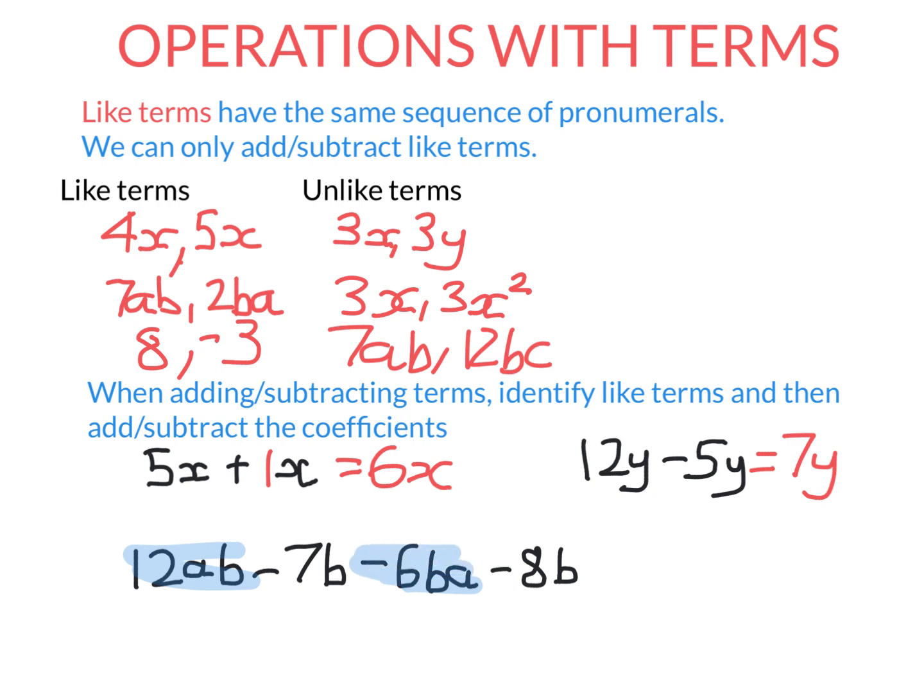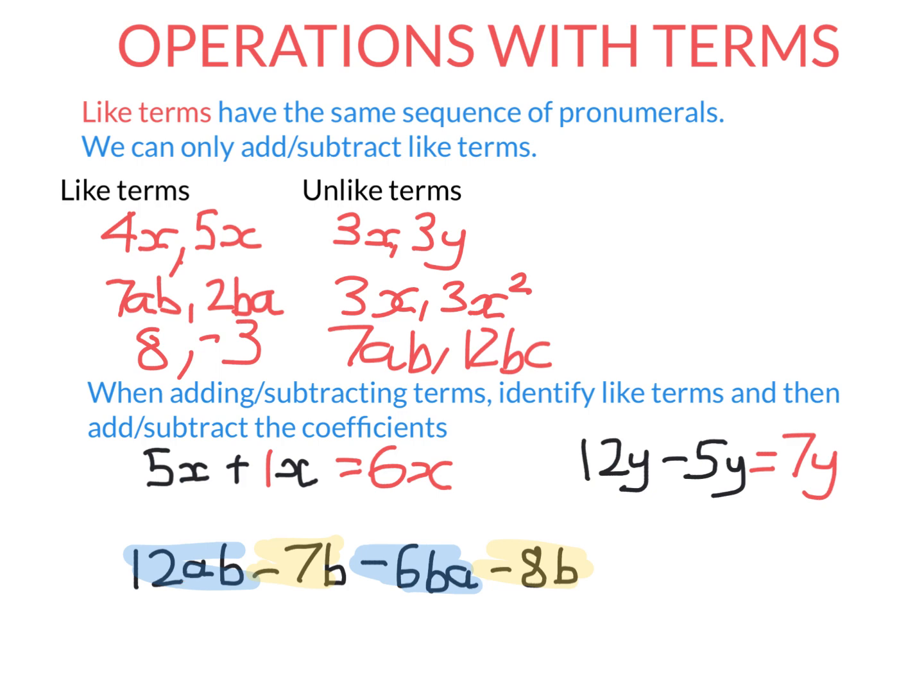They are like terms because they both have 1a and 1b. It doesn't matter the order in which they're written. On the other hand, it turns out that these two, -7b and -8b, are like terms. So what we're going to do is add or subtract the two blue terms together and then do the yellow terms separately. We do each set of like terms separately.